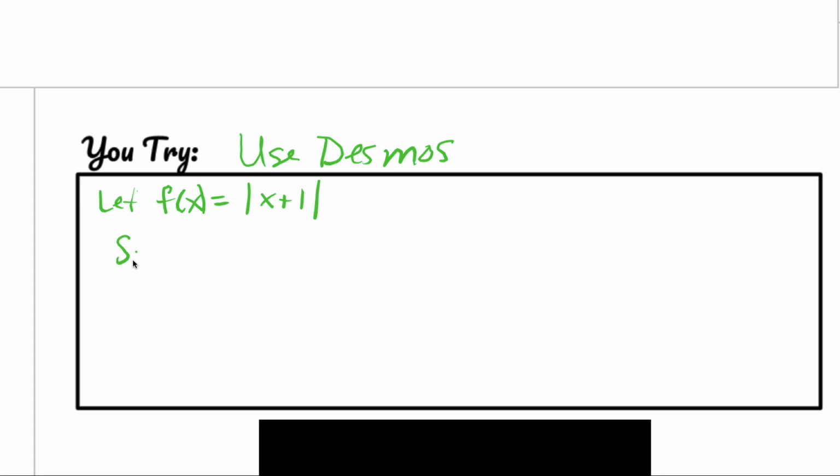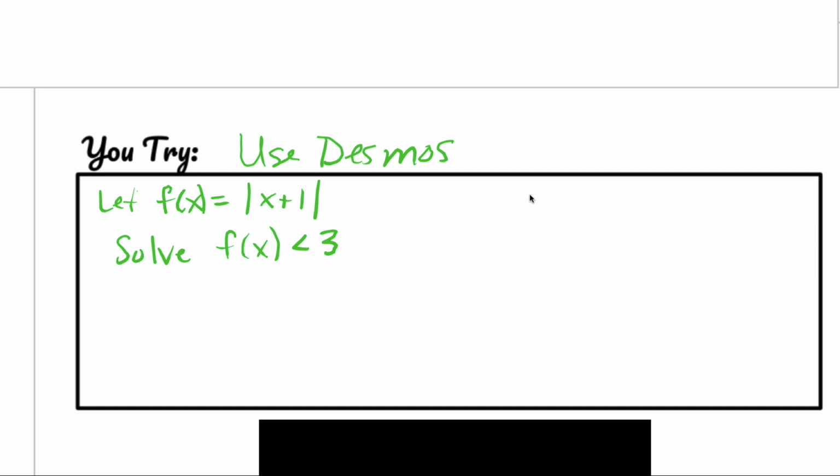Now here's some for you to try. Again, using Desmos. So use Desmos. I want you to first let f of x be equal to the absolute value of x plus 1. And I want you to solve, again, solve means find the x values, where f of x is less than 3.